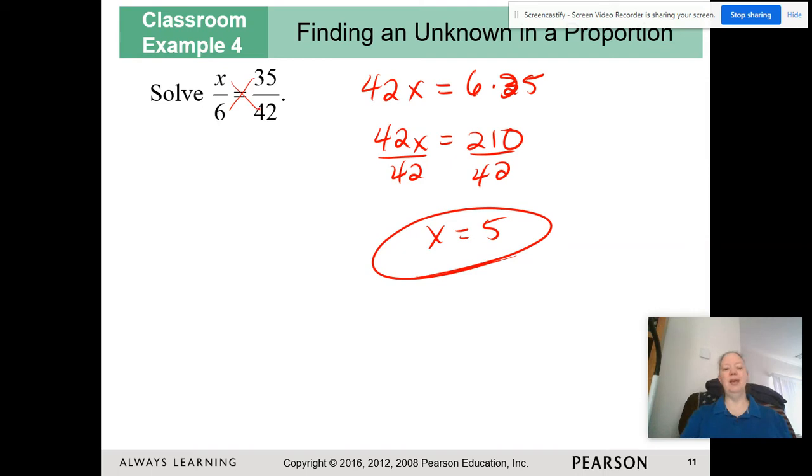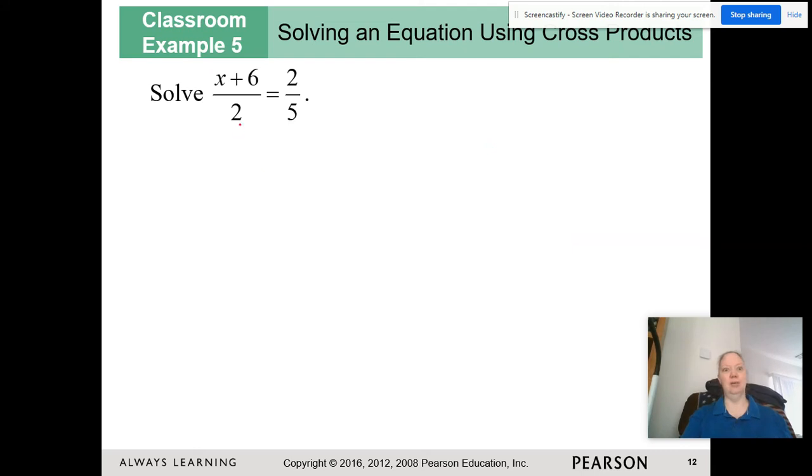Now, depending on the proportion, some people can kind of do this in their head. If you notice, 6 times 7 gives me 42. So what times 7 gives me 35? The answer would be 5. However, this only works when the numbers are really nice and whole and easy. It doesn't work if there are fractions or a situation like this.